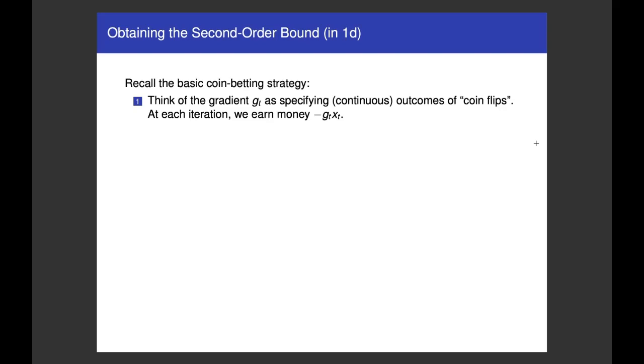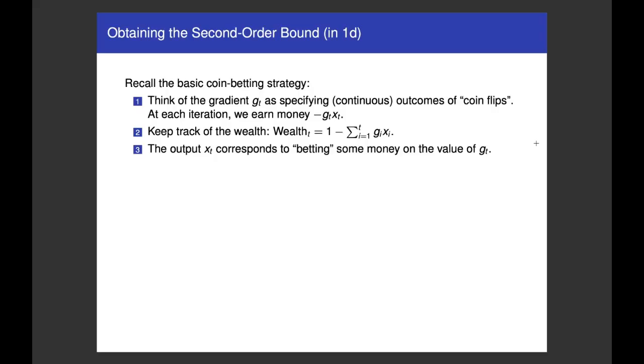The overall approach is to think of each gradient as specifying the outcome of a coin flip that takes some continuous value. And at each iteration, we're going to earn some money, which is minus g times x. We keep track of our total wealth, which is 1 minus the sum of g times x. And in this setting, the outputs xt can be thought of as sort of a bet, right? If x is very, very large, then we stand to gain or lose more money. So x really is naturally kind of a gamble on what the value of gt is.